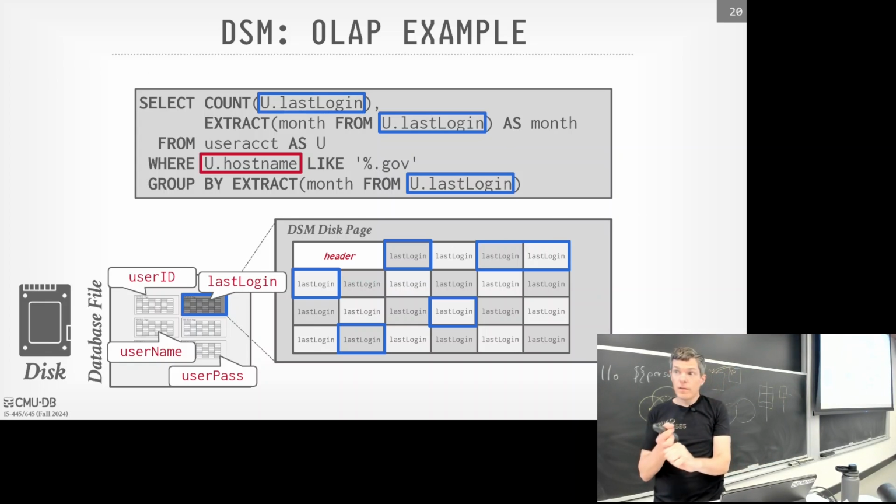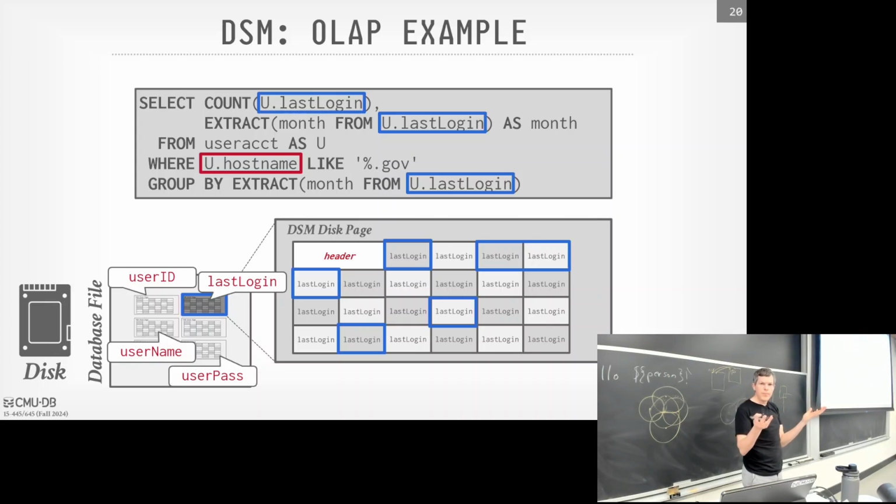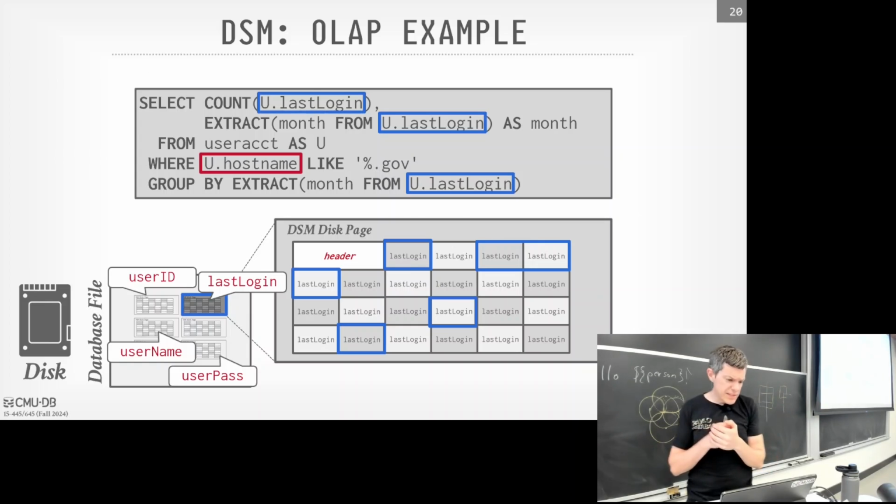So is this clear? This seems like a no-brainer idea now. Who here has heard of column storage before this class? Barely 5%, 10%. This seems obvious though, right? Of course, if you're doing analytics, you want to store it like this.